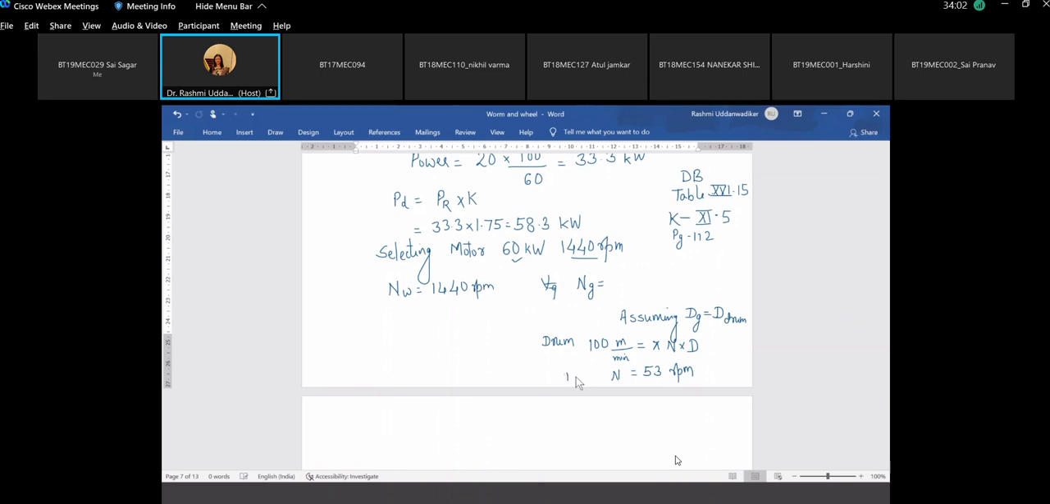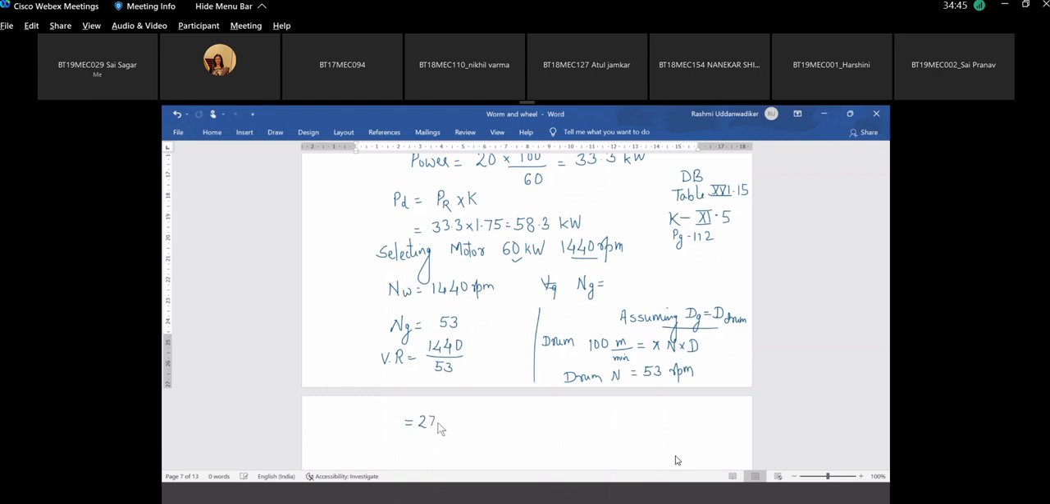So whatever is the RPM of the drum, we are assuming this. If you are assuming something, you are free to assume, but you must mention this. So what is the velocity ratio we are getting between the worm and the worm wheel? It is 27.